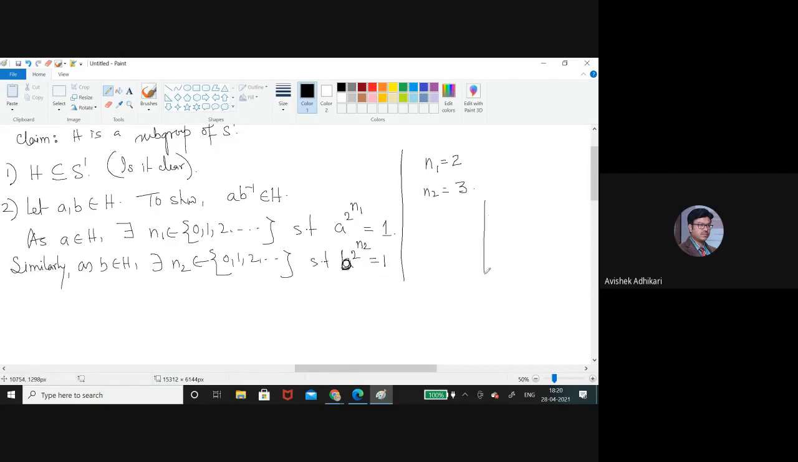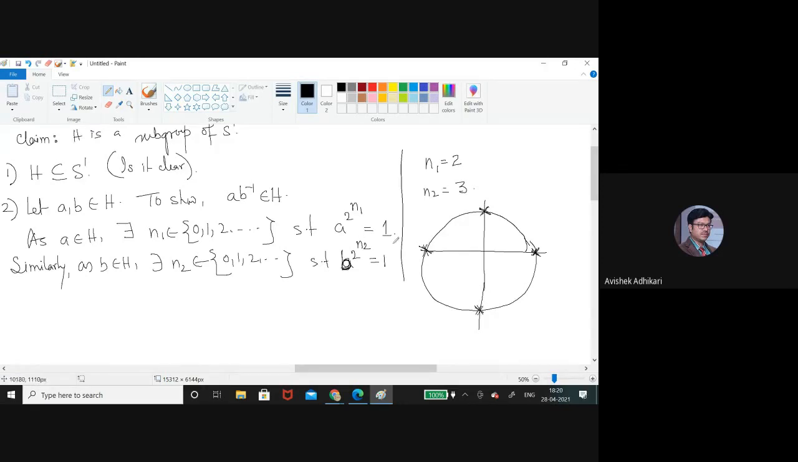Now if you look at this particular construction, this is your 2, that means a to the power 2 squared equal to 1. That means you have basically these points. Let me first make it in black. 4 points.